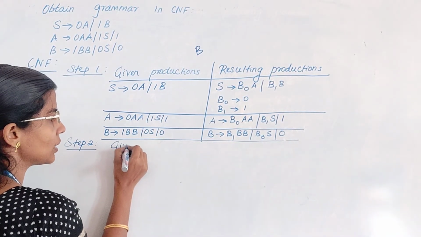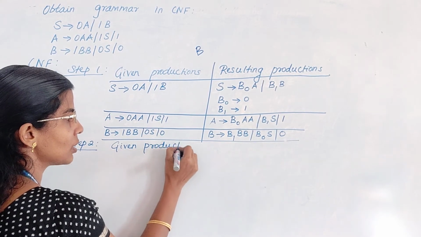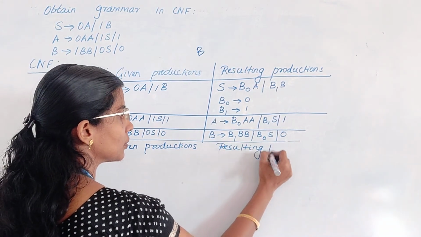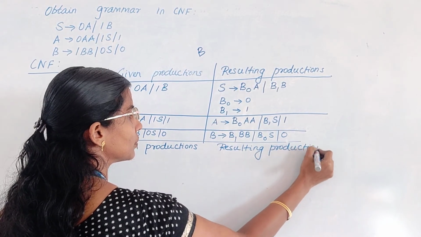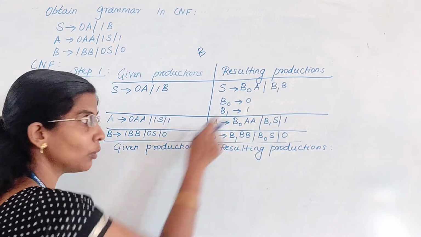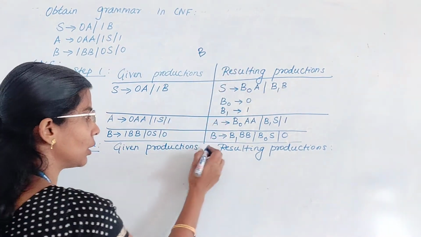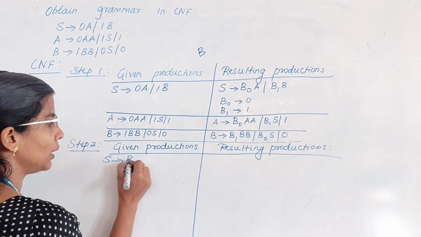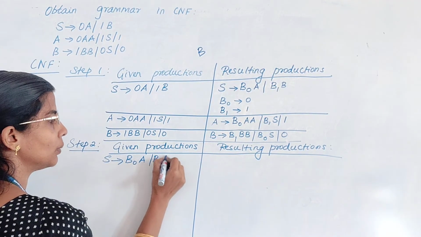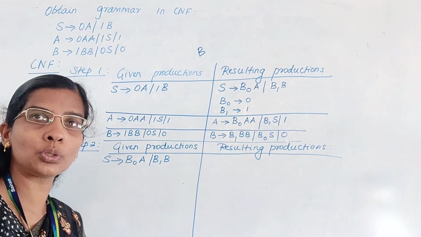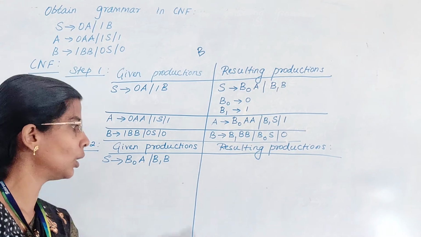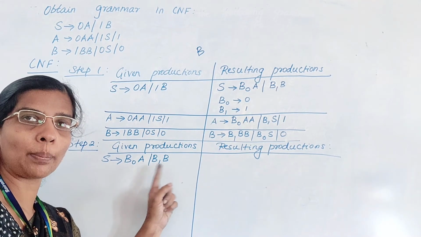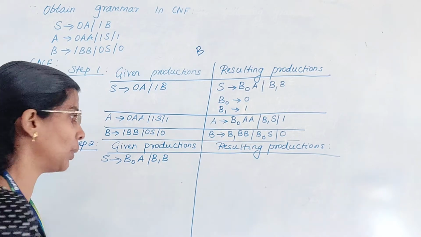Right? So given productions again here, and resulting productions. What is your given production now? This one. This resulting production is your given production now. Write down. Take the first production. S tends to B naught A B1 B. CNF form is 2 non-terminals or a single terminal. 2 non-terminals, both are capital letters. It is in CNF form. What about this? 2 capital letters, 2 non-terminals. It is in CNF form. So write as it is.